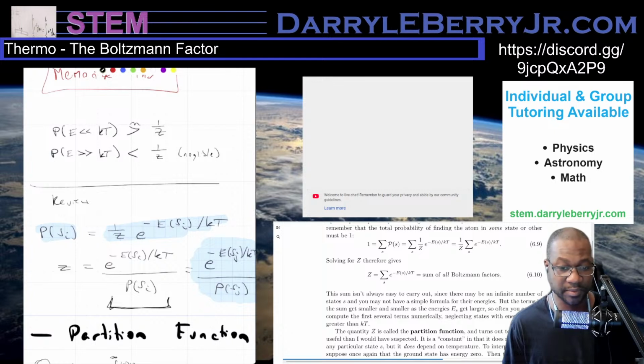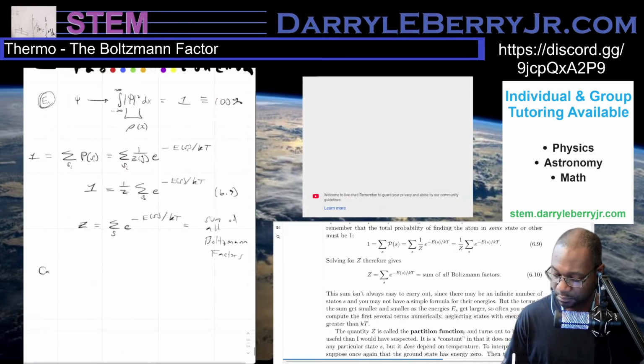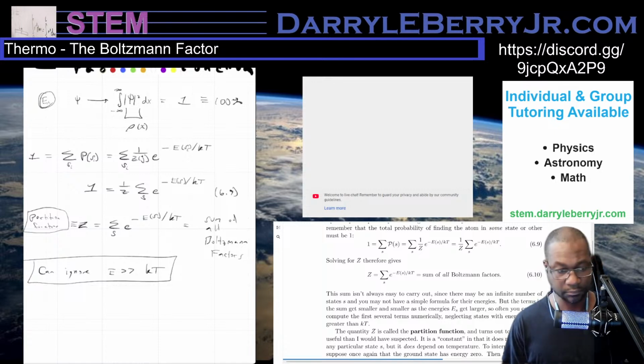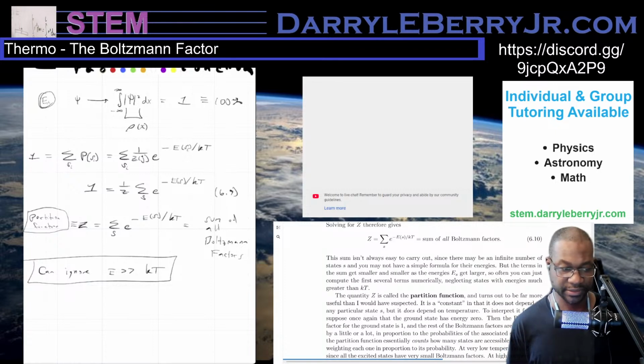The sum isn't always easy to carry out, but the terms in the sum get smaller and smaller as the energies E(s) get larger, so often you can just compute the first several terms numerically, neglecting states with energies much greater than kT. The quantity Z is called a partition function, and it turns out to be far more useful than I would have suspected. It is a constant, in that it does not depend on any particular state s, but it does depend on temperature.